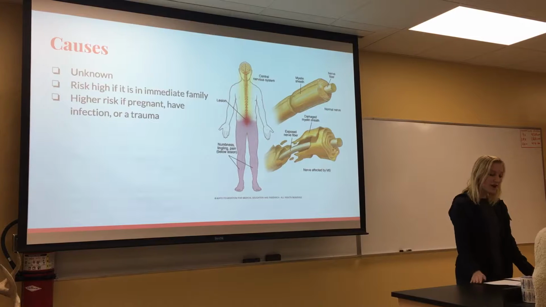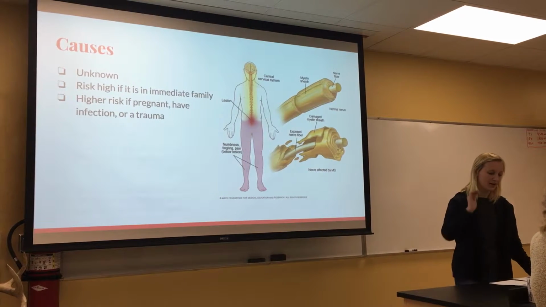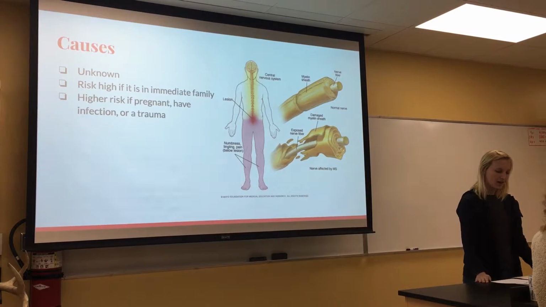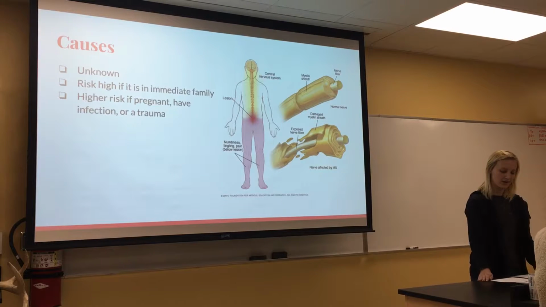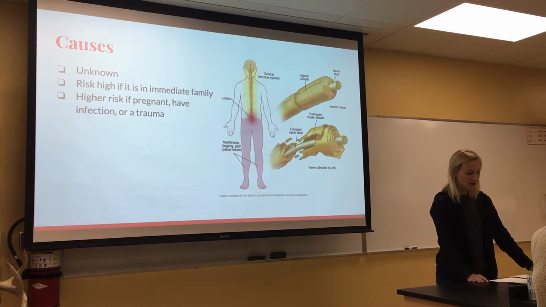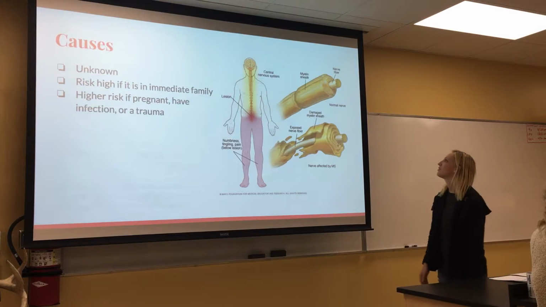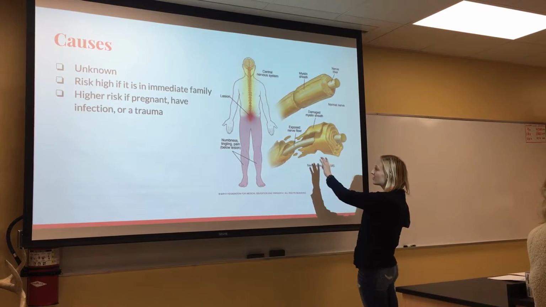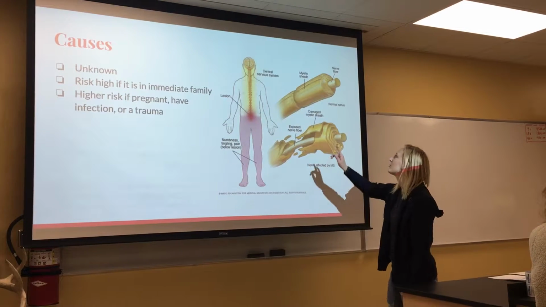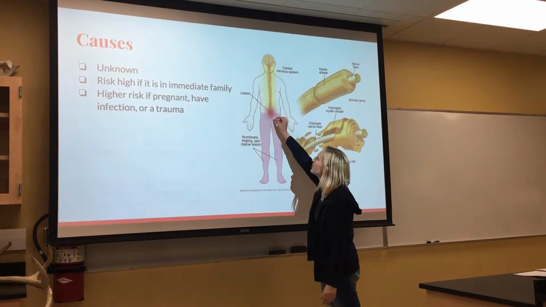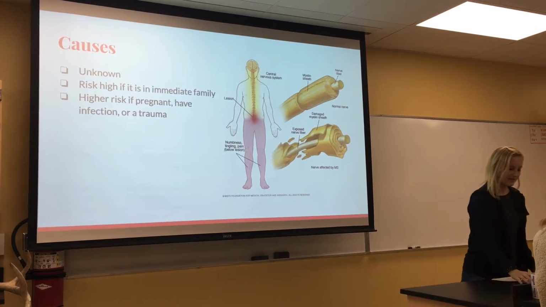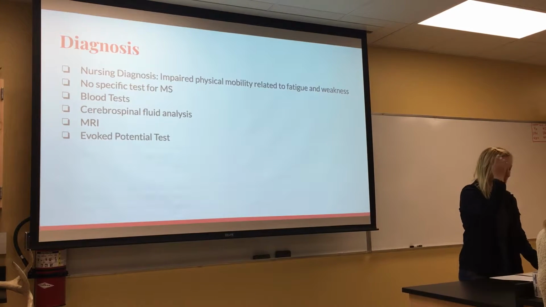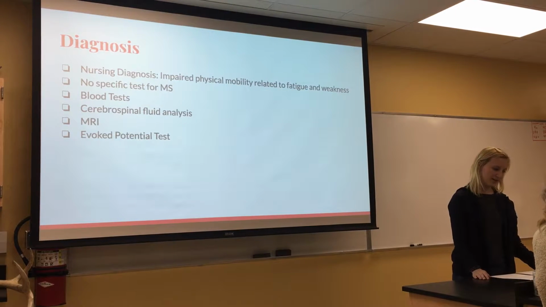So the causes of MS are unknown, but the risk of getting MS is 15 times higher when the disease is present in the patient's immediate family. Pregnancy, infection, and trauma can also cause the onset of MS or cause relapse. So in this picture here, it shows what a normal myelin sheath would look like in a nerve. And MS causes the deterioration of the myelin sheath. So this is happening in what is called the lesion of your nerve in your spinal cord. The nursing diagnosis for MS is impaired physical mobility related to fatigue and weakness.